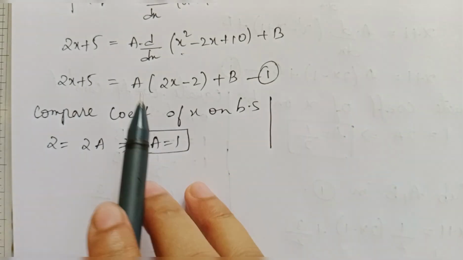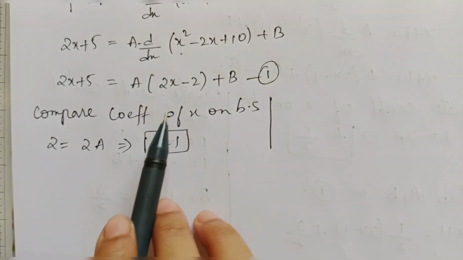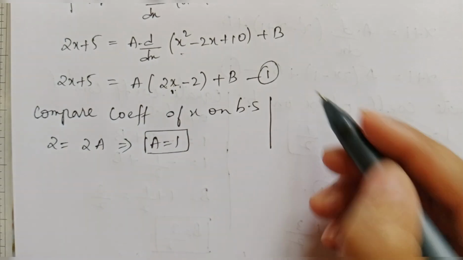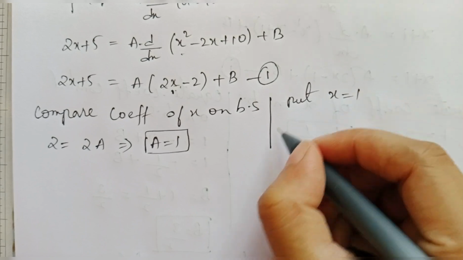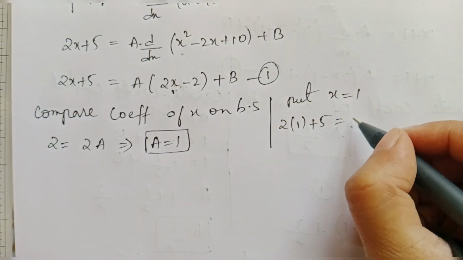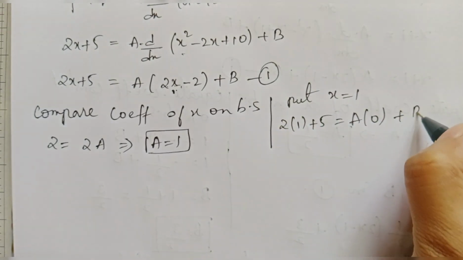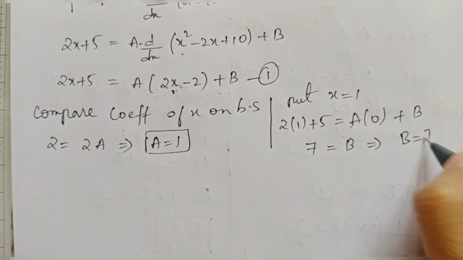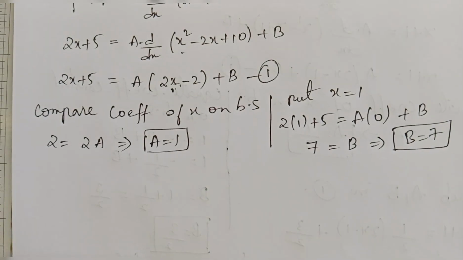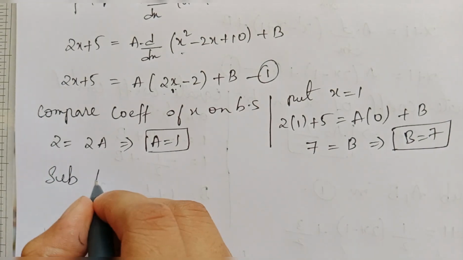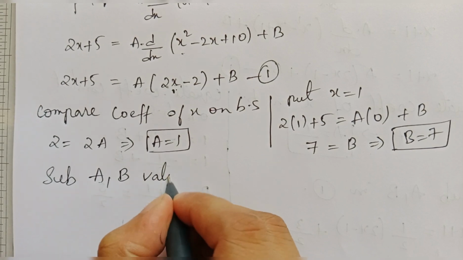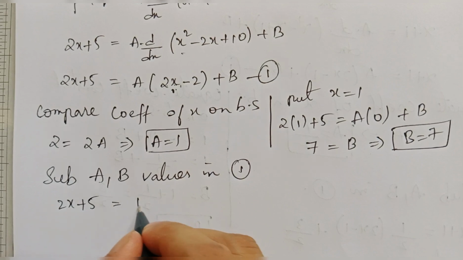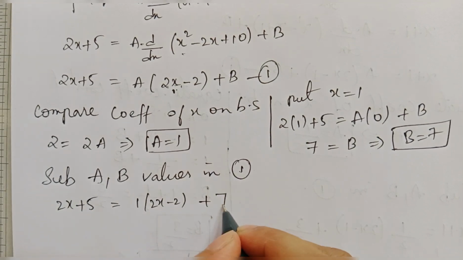And if we put the value of x as 1 here, 2 minus 2 will become 0. So put x equal to 1, we'll get 2 into 1 plus 5 equal to a into 0 plus b. So this will be 2 plus 5, which is 7, equal to b. So we'll get b equal to 7 from here. Substitute a and b values in equation 1, we will get 2x plus 5 is equal to a value is 1 into (2x minus 2) plus b value is 7.